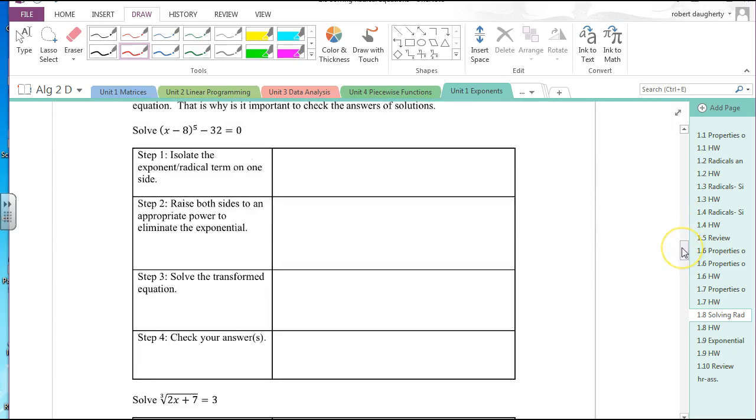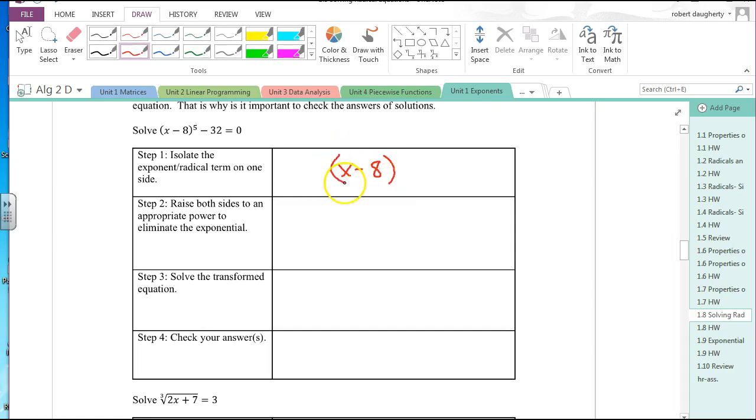So let's take a look at another couple of examples. Now this one's different. (x - 8)^5 - 32 = 0. Now, what do I want to get by itself? The x minus, well, ultimately x, but I want to get the (x - 8)^5 all by itself to begin with. How can I do that?